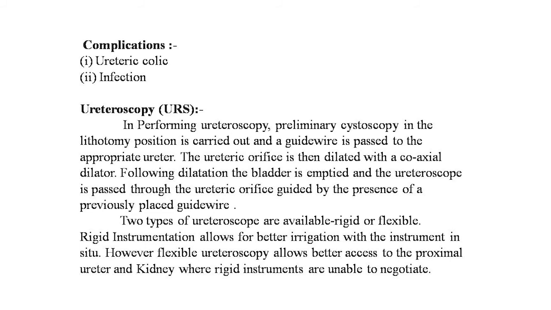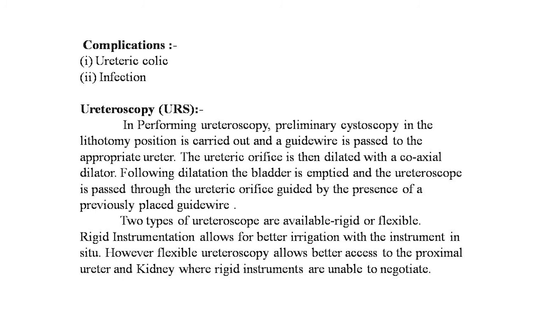Ureteroscopy. Next is the method called URS. In performing ureteroscopy, preliminary cystoscopy in the lithotomy position is carried out and a guide wire is passed into the appropriate ureter. The ureteric orifice is then dilated with a coaxial dilator. Following dilatation, the bladder is emptied and the ureteroscope is passed through the ureteric orifice, guided by the presence of a previously placed guide wire.